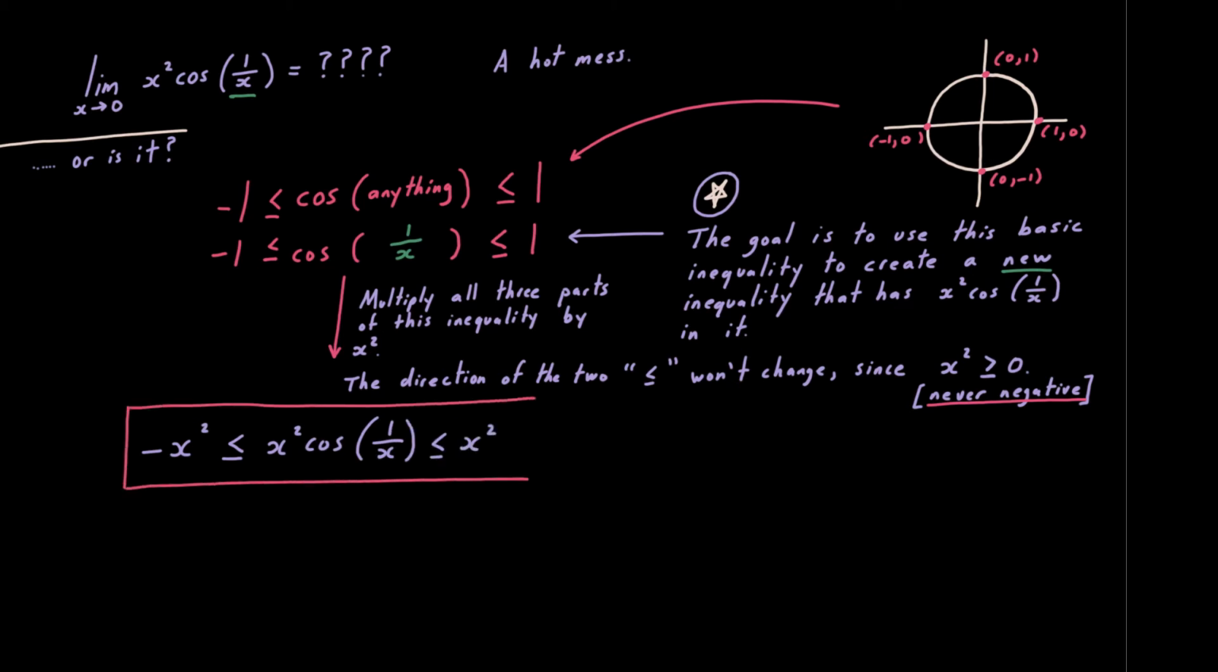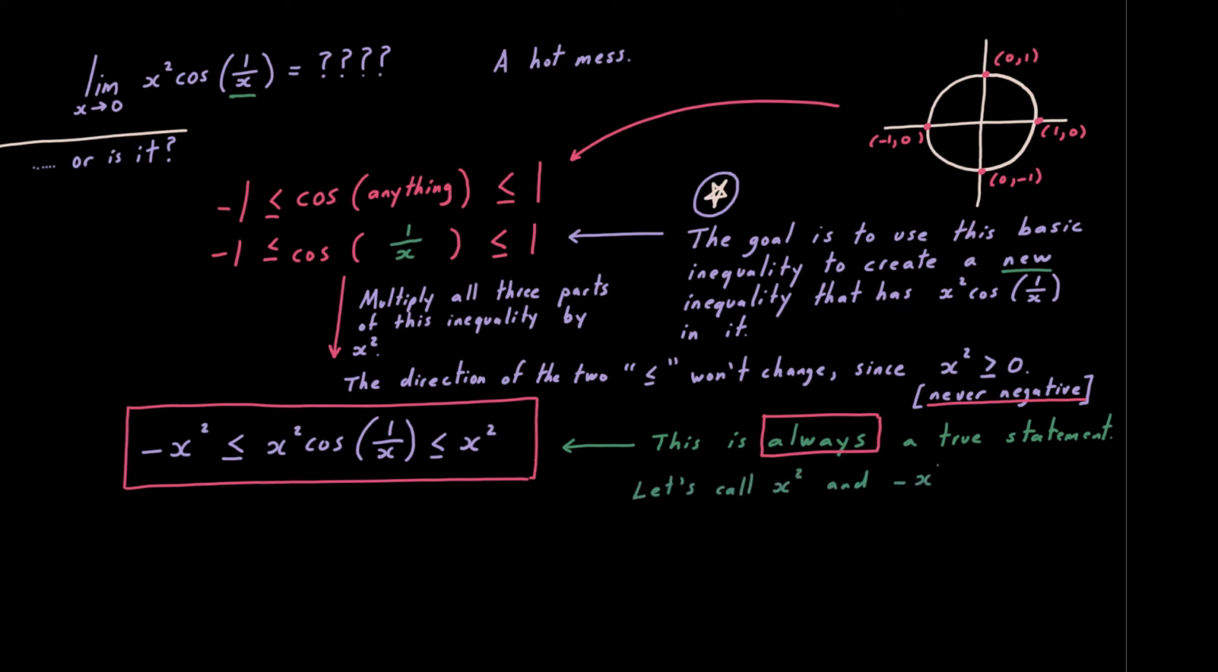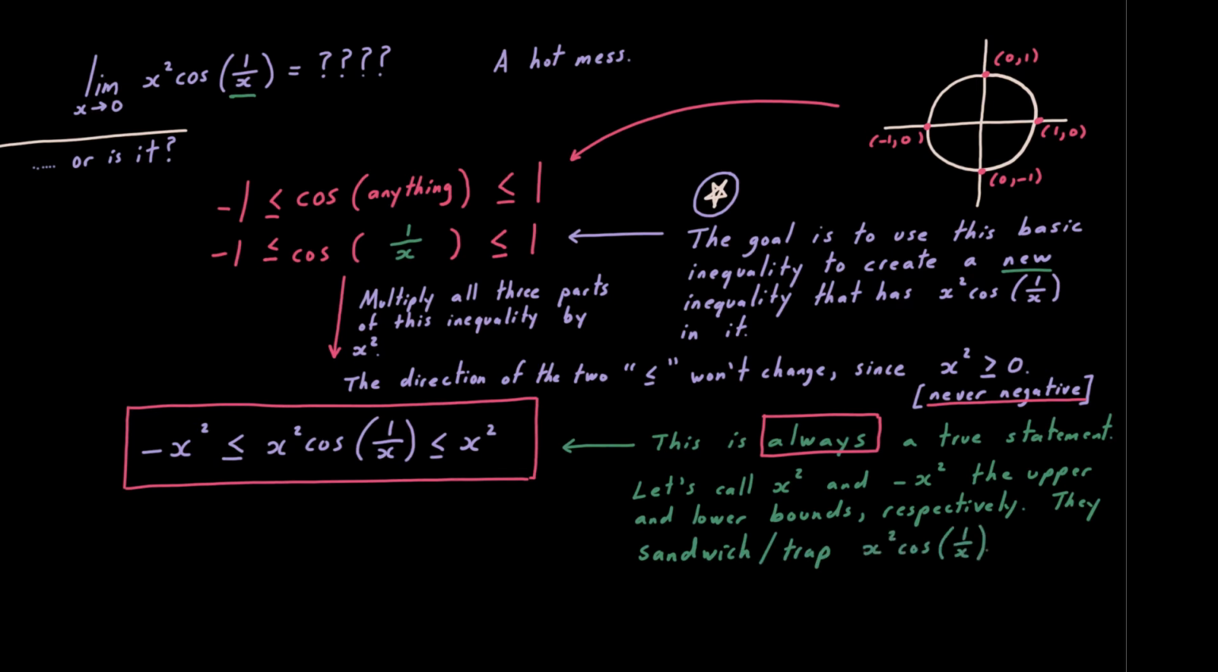We're going to call this guy the, I'll save what I'm going to call him in a second. He has a special name, but for now, this is always true. Wherever these 3 quantities are defined, this boxed statement has to be true. It has to hold true. Let's call the biggest function and the smallest function the upper and lower bounds, respectively. They bound, sandwich, trap the x squared times cosine of 1 over x. So we're going to call that inequality the sandwich. That always has to be a sandwich.